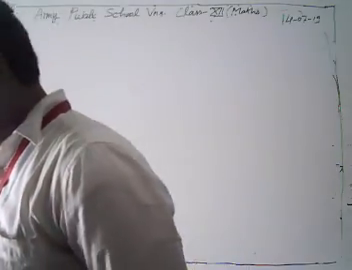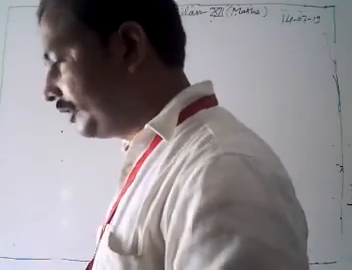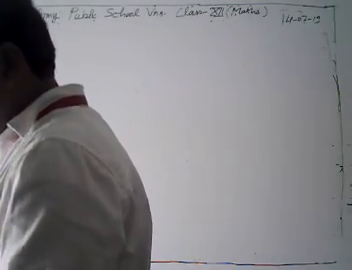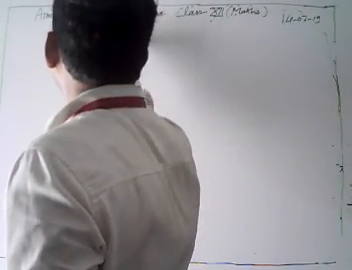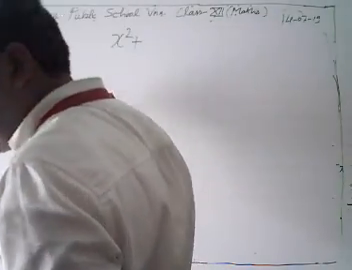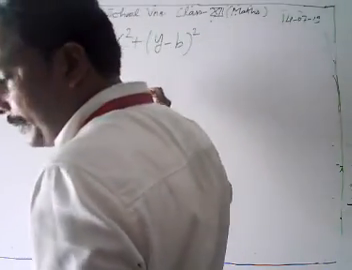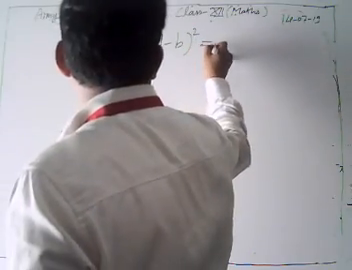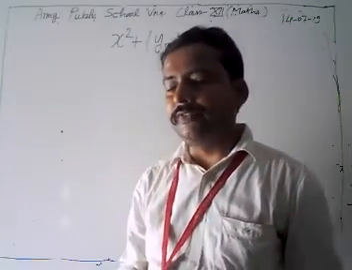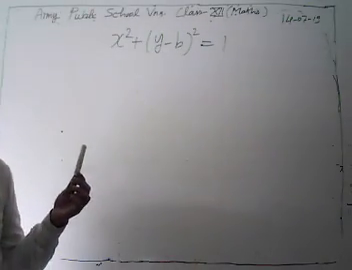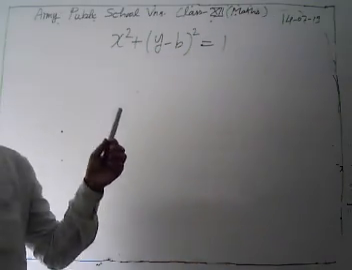We have to form the differential equation representing the family of curves. The equation of the curve is given as x square plus (y minus b) whole square equal to 1. Form the differential equation representing the family of curves. What is given there? It's x square plus (y minus b) whole square equal to 1.